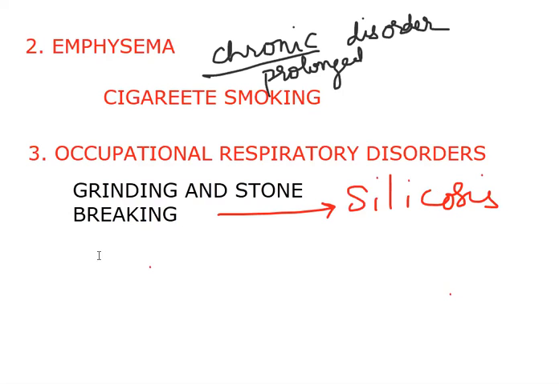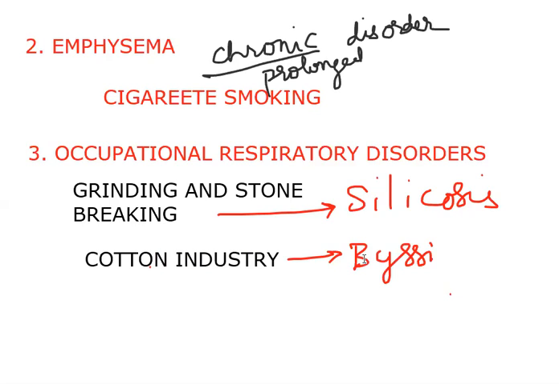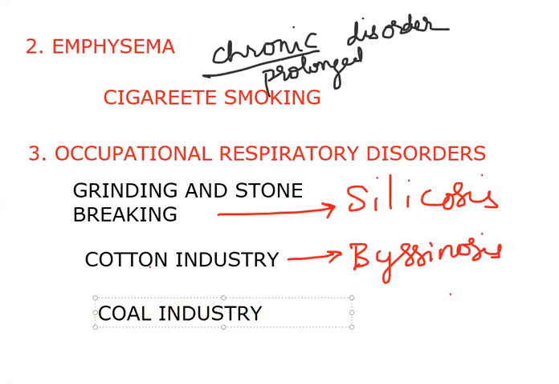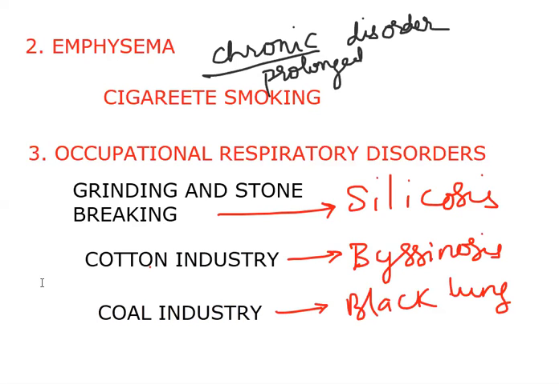Okay. Next, I'll give one more example, the cotton industry. A person working in the cotton industry: the small particulate matter raised in the cotton industry, when breathed, causes a disorder called byssinosis. Coal industry, people working in the coal industry. Here, the problem is black lung disease. Breathing for a longer period of time leads to black lung disease.